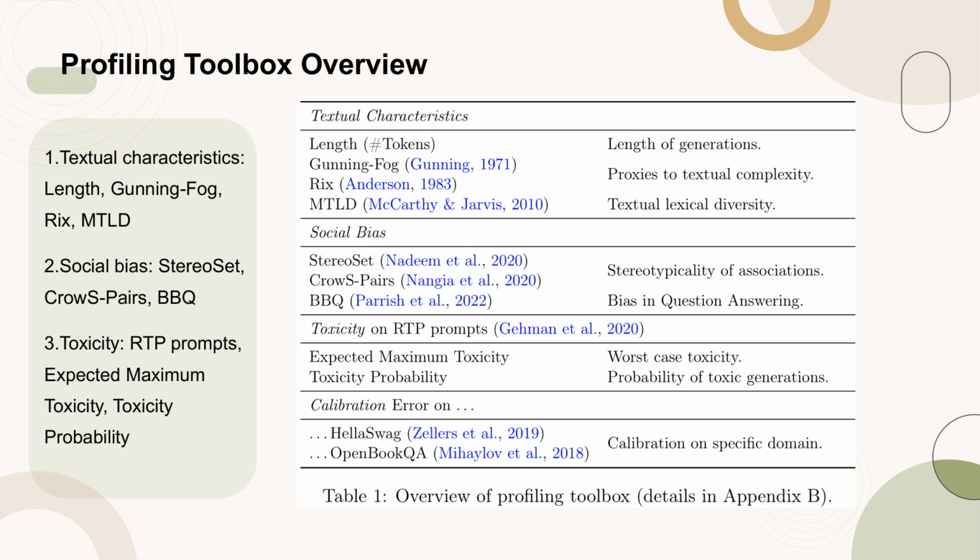Table 1 provides an overview of the profiling toolbox used in the study. It categorizes metrics into textual characteristics, social bias, and toxicity. Textual characteristics include metrics like length, Gunning Fog, RIX, and MTLD, which measure aspects such as length of generations and textual lexical diversity. Social bias metrics include StereoSet, CrowS-Pairs, and BBQ, which assess stereotypicality of associations and bias in question answering. Toxicity metrics, such as RTP prompts, expected maximum toxicity, and toxicity probability, evaluate worst-case toxicity and the probability of toxic generations. The details of these metrics are provided in Appendix B.